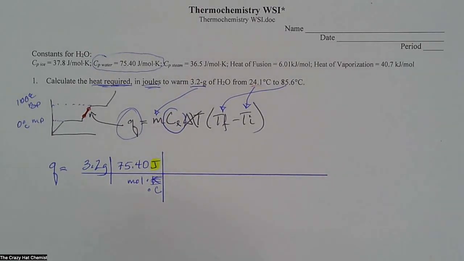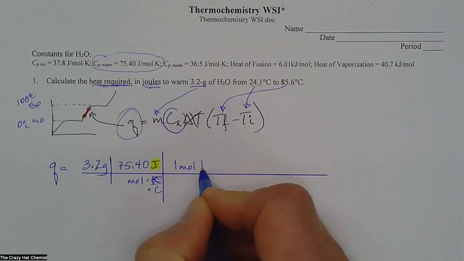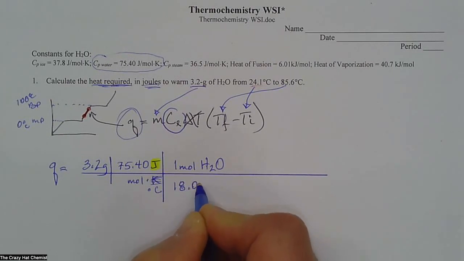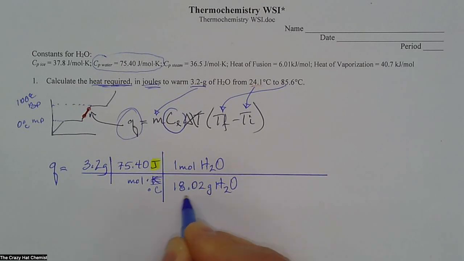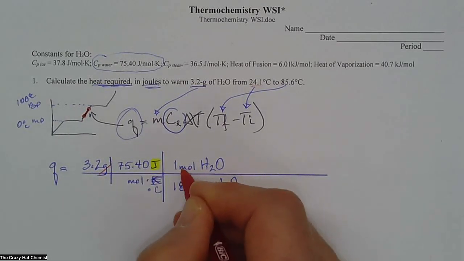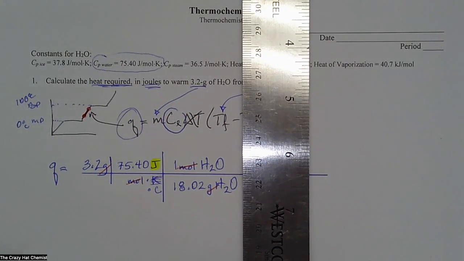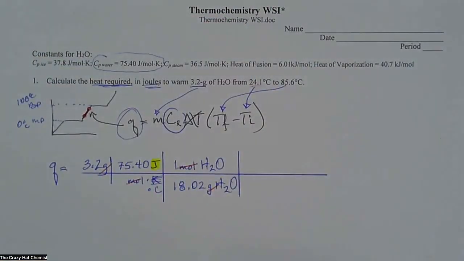Okay. So we're going to cancel out these moles. So we're going to have 1 mole of H2O, and that's equal to 18.02 grams of H2O. And this is the molar mass for water. This will enable me to cancel out the grams and the moles. Now I have joules per degree Celsius. So we're getting closer to the units that we want. And here we go. Keep on going.